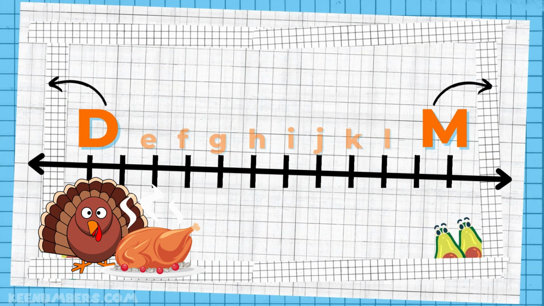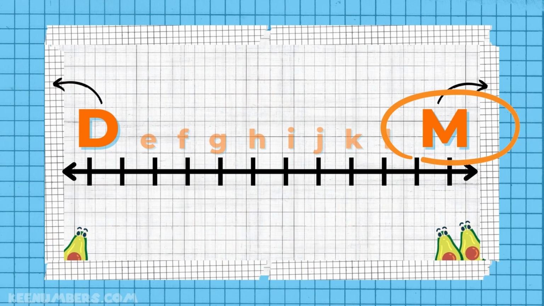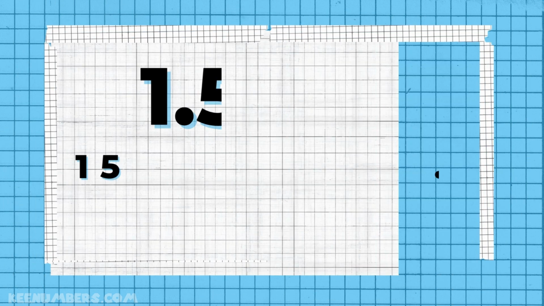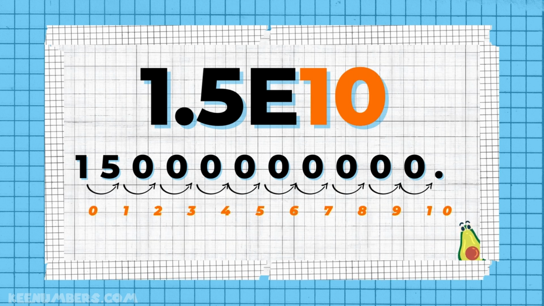Gobble, gobble, gobble. And just remember, when you multiply, go right. D for division, go left. D comes before M in the alphabet, so you're gonna go left with division because you're making smaller numbers when you divide positive numbers, and you're making bigger numbers when you multiply positive numbers, so go right. In other words, move that decimal over to the right.